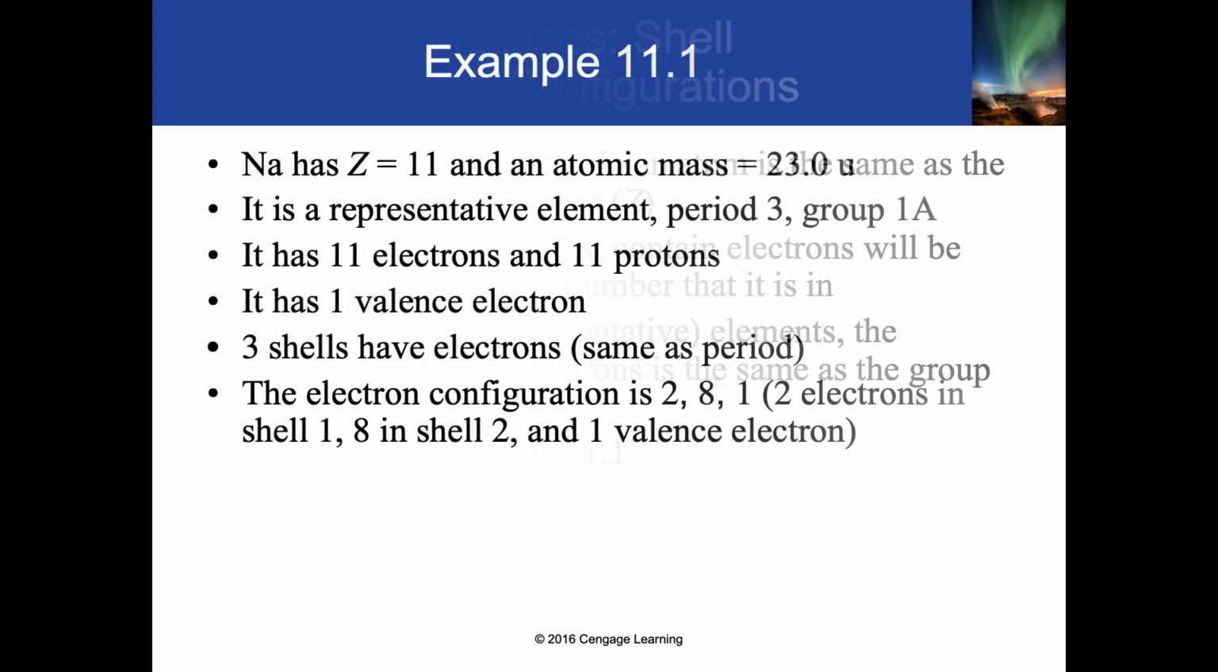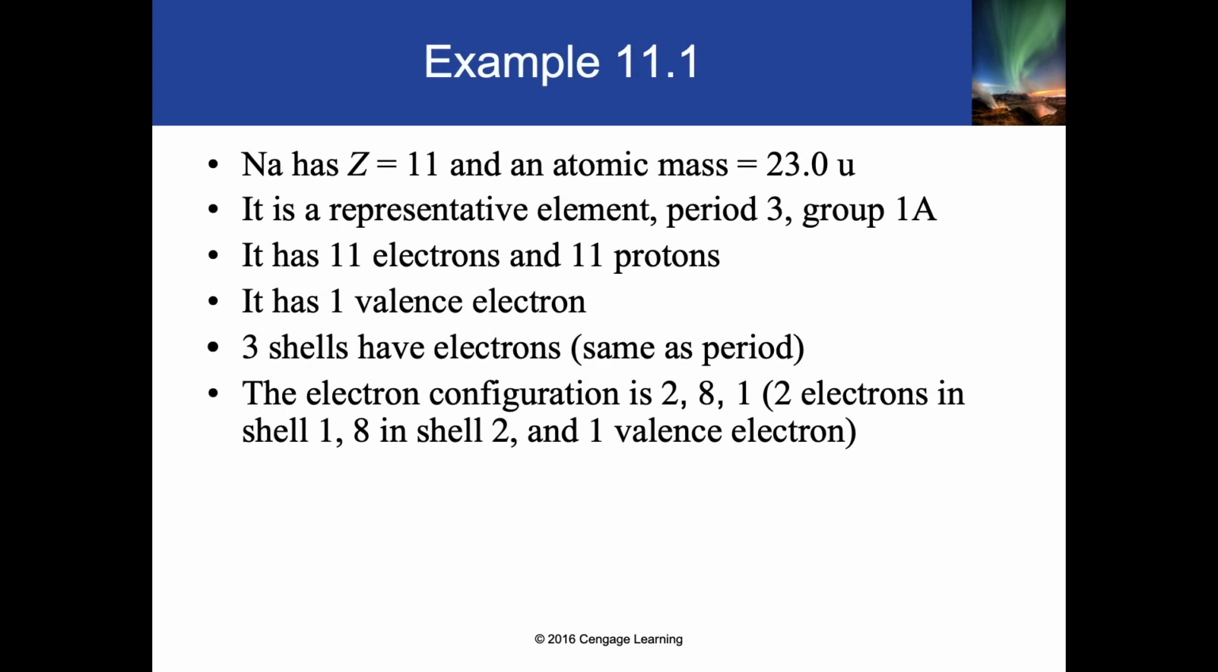Okay? So here's an example. Sodium has an atomic number of 11, an atomic mass of 23 U. What does that mean? It should be AMU, atomic mass units, not just U. I don't know where this is coming from. So it should be atomic mass units.